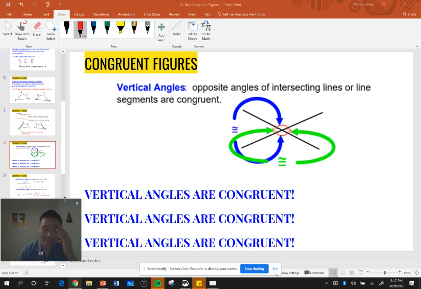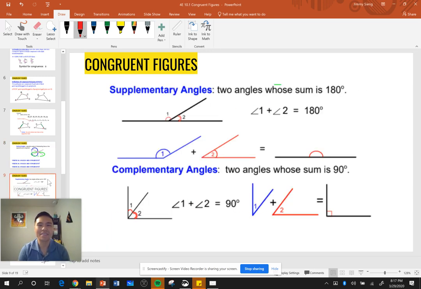I remember in geometry, my teacher would always yell that, slamming on the whiteboard, like, vertical angles are congruent, vertical angles are congruent. He'd also make random awkward grunts in the middle of class, and for some reason it helped us learn. But anyways, vertical angles are congruent.